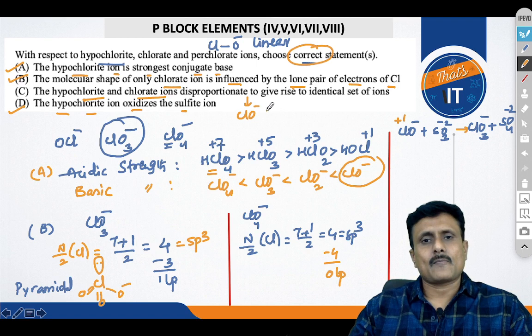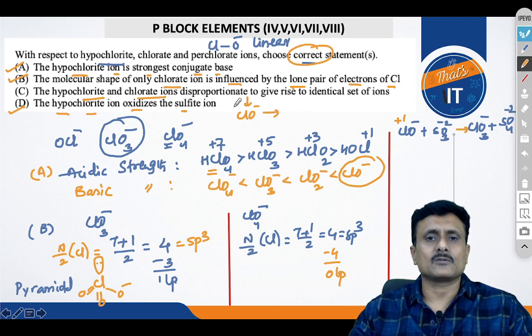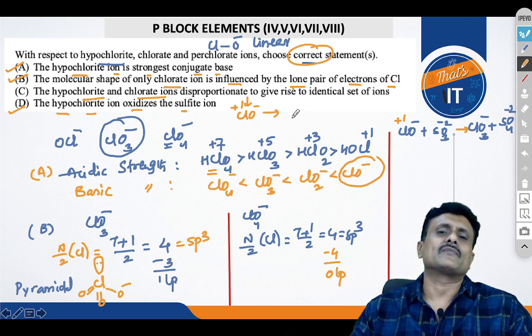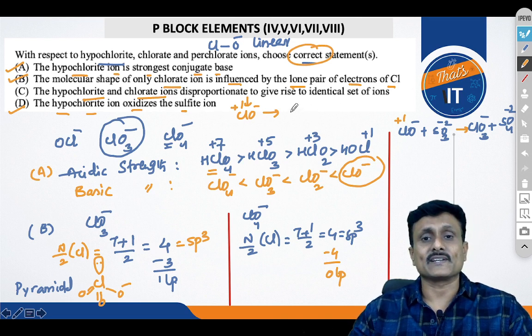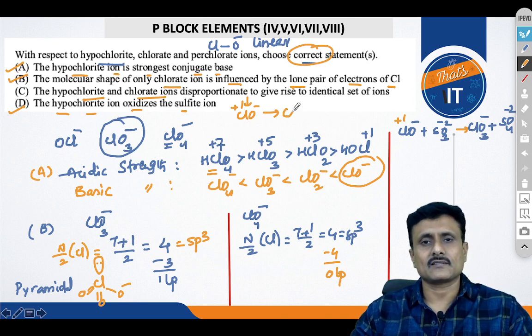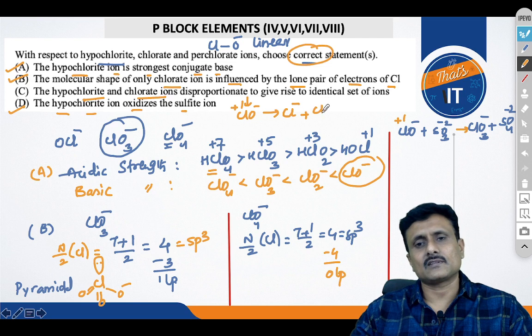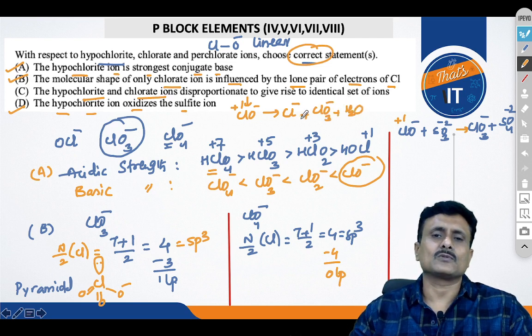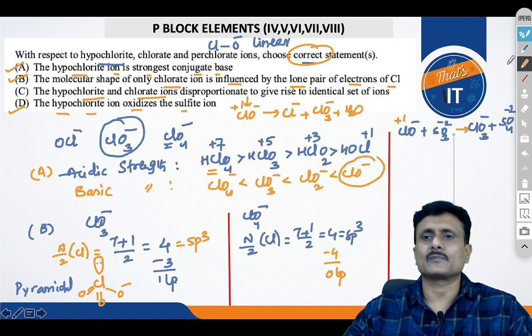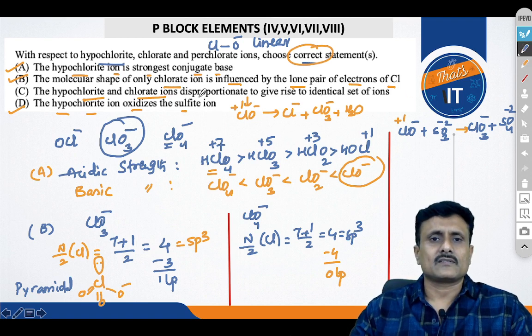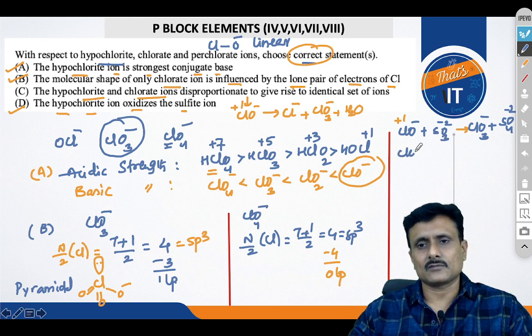ClO minus gives rise to, you can see chlorine is +1. If it is undergoing disproportionation, it should decrease its oxidation number, that is Cl minus plus ClO3 minus plus water, isn't it? This is only one possible way of disproportionation. However, you can see that the chlorate ion also undergoes disproportionation. I am writing here ClO3 minus undergoes disproportionation.